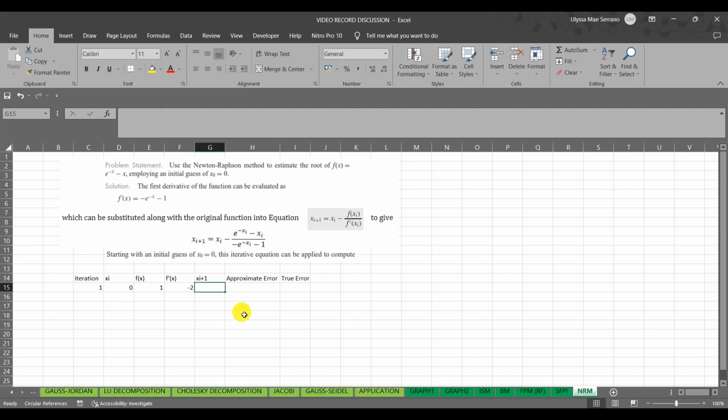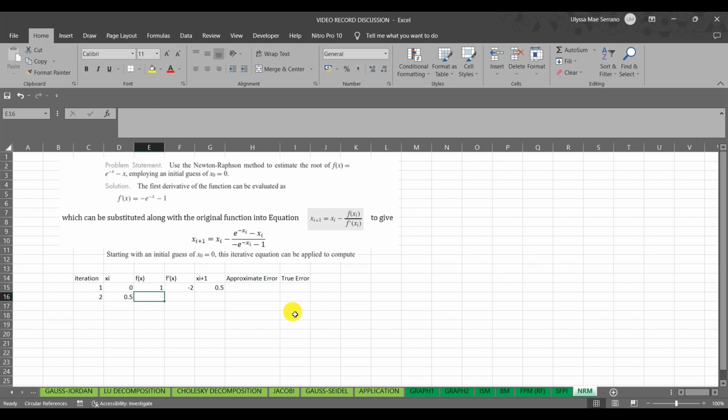So for x sub i plus 1, applying this particular formula from the Newton-Raphson method, we will have here the initial value minus the function all over the first derivative. And we already have the value of x sub i plus 1. And for the second iteration, the value of x sub i will be the calculated x sub i plus 1 from the first iteration.